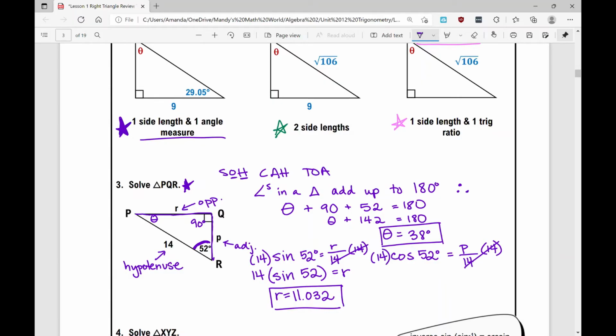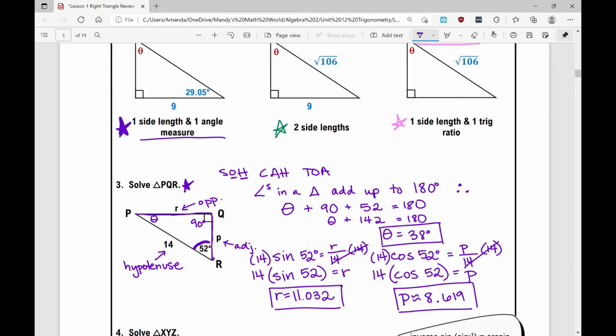And now in my calculator, I'm going to plug in 14 times the cosine of 52. I wrote sine, oh my goodness gracious. And I'm going to get p. So go ahead and pause the video and plug that into your calculator now. And you get p is approximately 8.619. That's the length of that side.